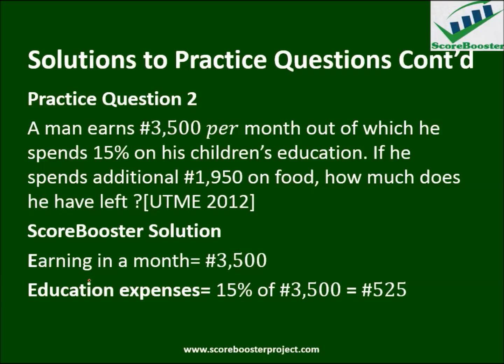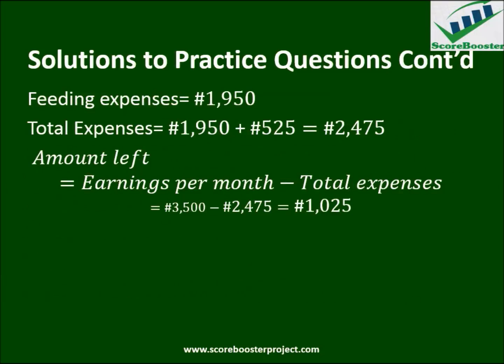So now, since the earnings in the month is 3,500 and 15% of the earnings is on the children's education expenses, the actual value of the education expenses in naira is 15% of the salary, which is 15 over 100 times 3,500, which equals 525 naira. So now the second expense is the feeding expenses, which is given as 1,950 naira.